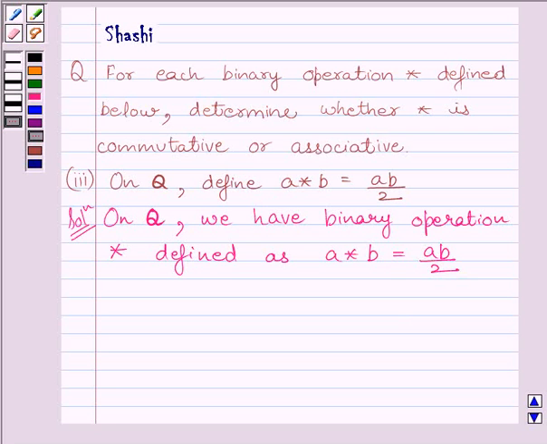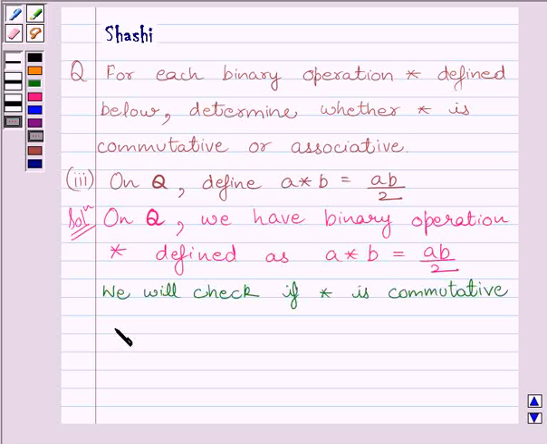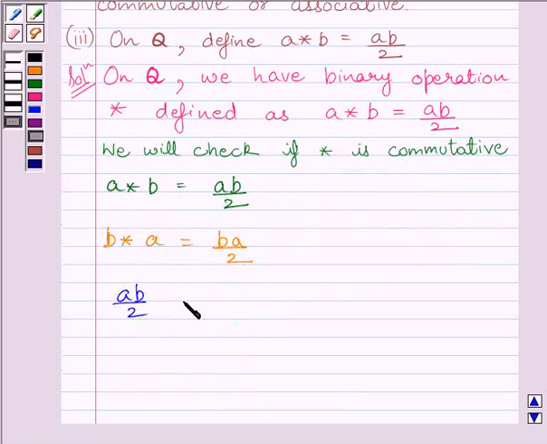Now, first of all, we will find if star is commutative. We know from key idea, star is commutative if A star B is equal to B star A. So, we know A star B is equal to AB upon 2. Now, we will find B star A, which is equal to BA upon 2, right? Now, we know AB upon 2 is equal to BA upon 2, as multiplication is commutative, so AB upon 2 must be equal to BA upon 2. This implies A star B is equal to B star A. This further implies that star is commutative on set Q, where Q is the set of all rational numbers.